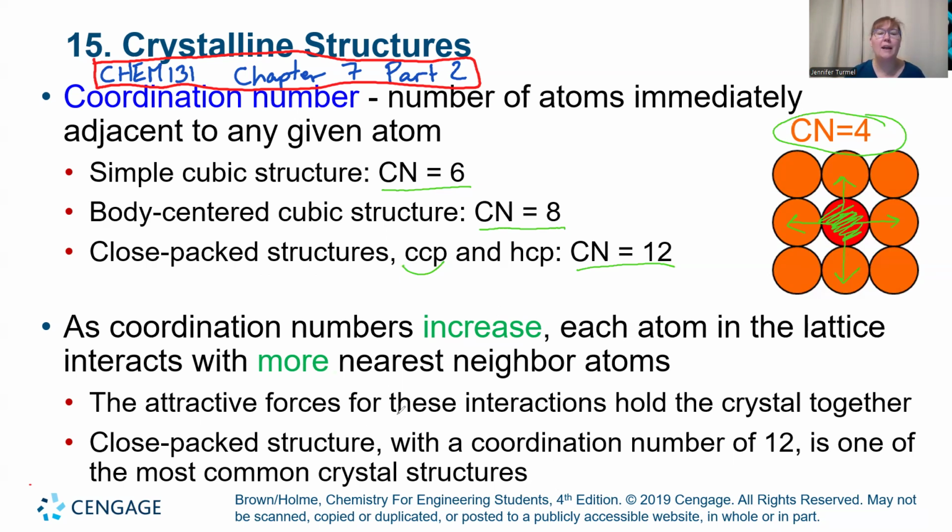Okay, so a close-packed structure, either cubic close packed or hexagonal close packed, with a coordination number of 12 is one of the most common crystal structures. Again, the more atoms you're touching, the stronger those attractive forces, and that makes it a very, very stable compound.